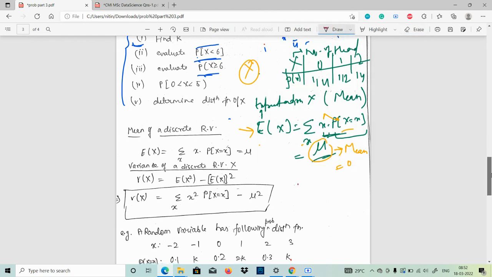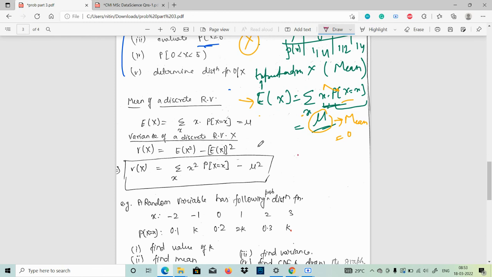Now, the variance of x is defined as the expectation of x square minus the expectation of x whole square. This is just the mean, so it is just mu square. You will find the mean and square it, and the other term you need to calculate. Let me tell you one generalized formula for finding this expectation.